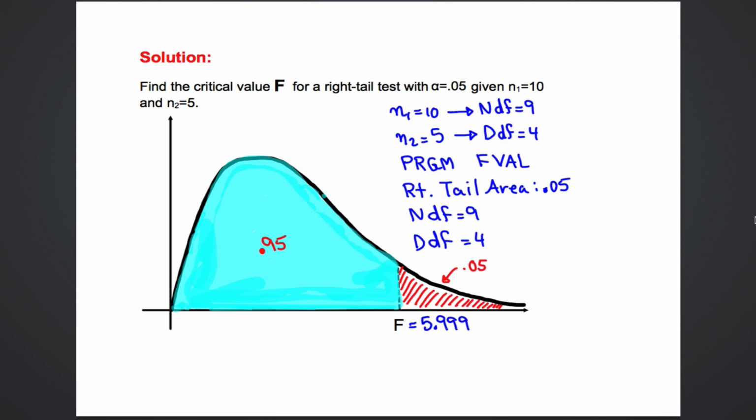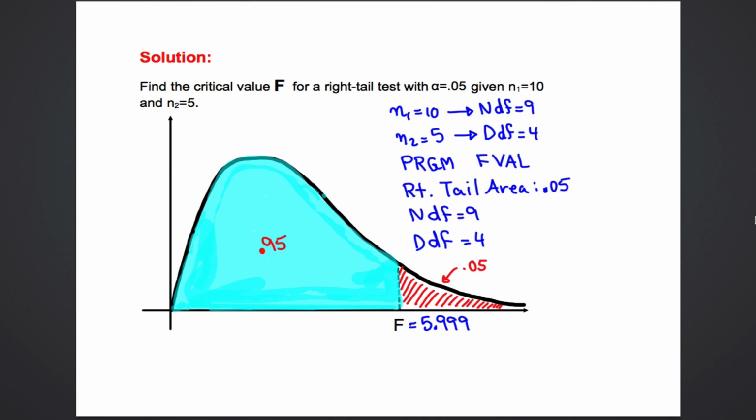We use the program fval. There is no need here to divide alpha by 2 because we're doing a right tail test. So we're using a right tail area of 0.05 with the numerator and denominator degrees of freedom we just found, and we get the answer, which is 5.999. Again, for these critical values, we keep our answers to 3 decimal places.